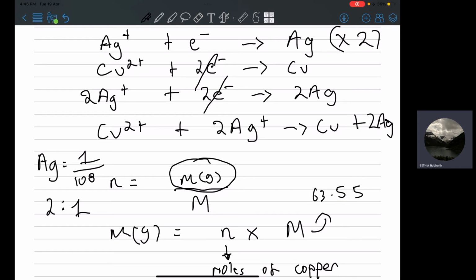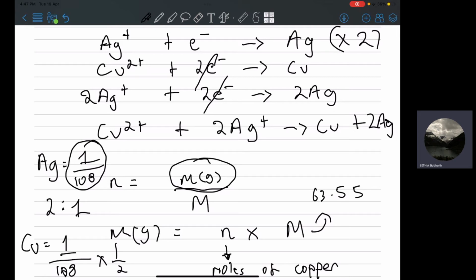So for every 2 moles of silver, you're only going to form 1 mole of copper, or half of what you form. So if you have 10 moles of silver, you're going to form 5 moles of copper. If you have 4 moles of silver, you're going to form 2 moles of copper. If you have 3 moles of silver, you're going to form 1.5 moles of copper, right? So on and so forth. So if you have these many moles of silver, you're going to form 1 over 108 times half. That is the number of moles of copper.